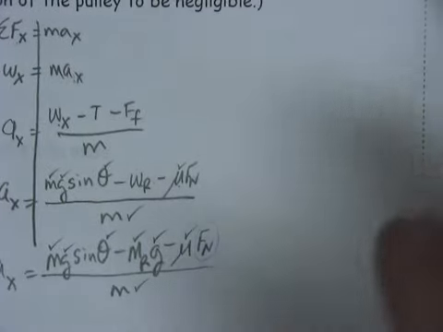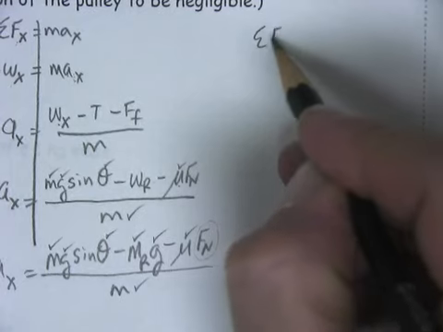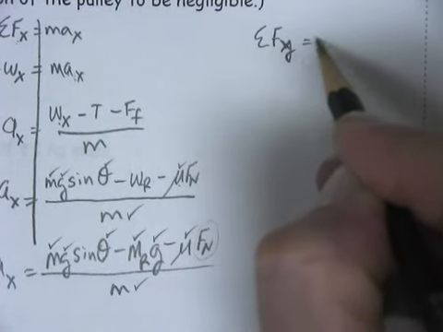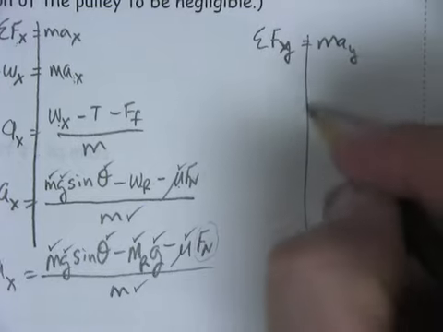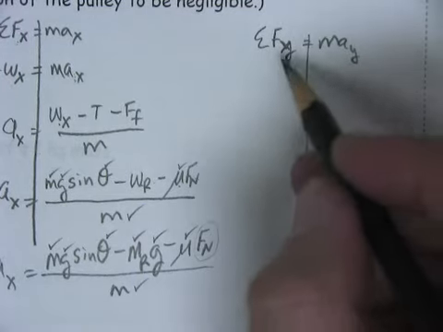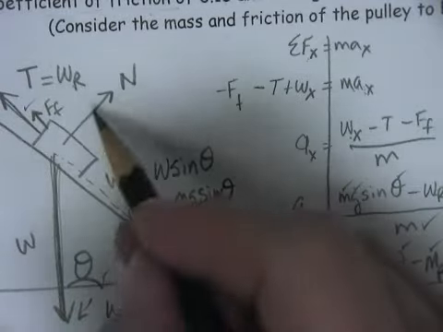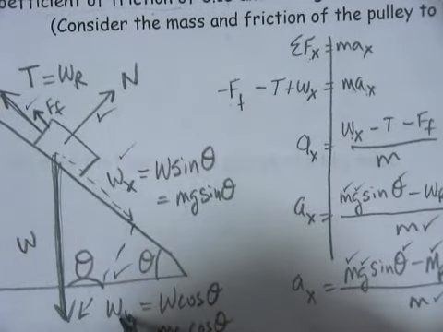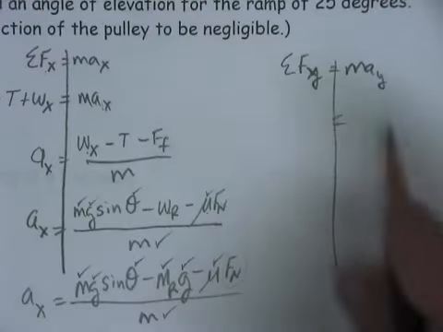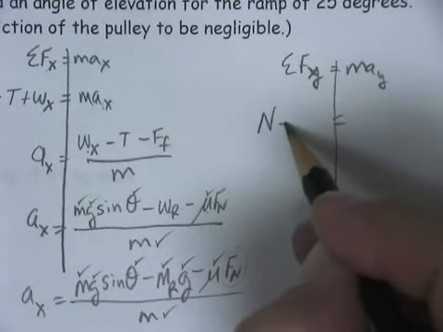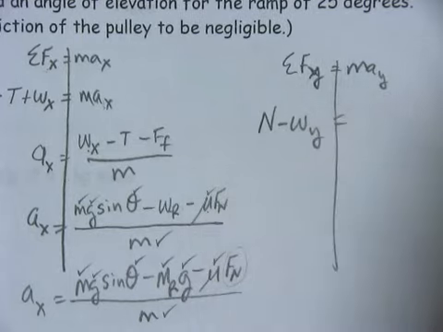So we're going to scooch this over, and we're going to sum up all the forces in the y direction this time and plug everything in. In the y direction, what forces do I have? Well, I've got two of them: the normal force and Wy. So the sum is the normal force, positive, minus Wy.